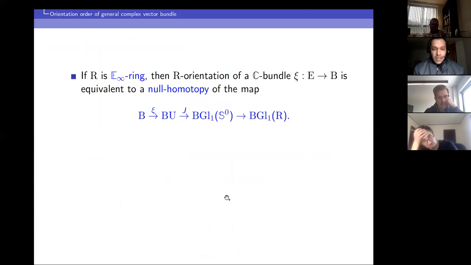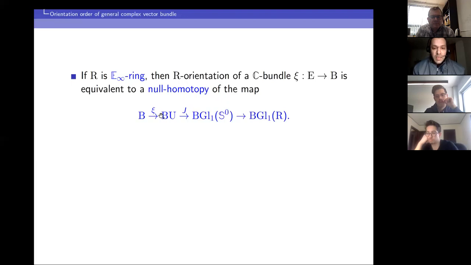Okay, so where am I going with this? Well, how do we use this theory? Well, if R is an E infinity ring, now here we have to use the fact that R is E infinity, then R orientation of a complex vector bundle is equivalent to the following null homotopy. I didn't quite introduce this version of R orientation, but this is sort of well known.